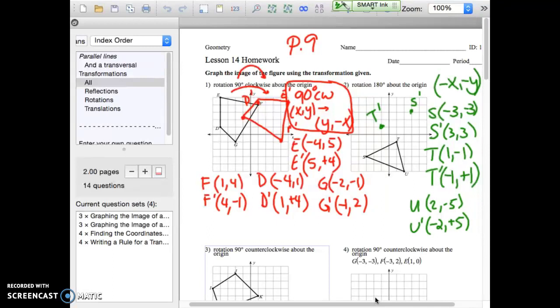1, 2, 1, 2, 3, 4, 5. And so you'll see that your shape has rotated in 2 quadrants. It's gone here to 90, and then here again.